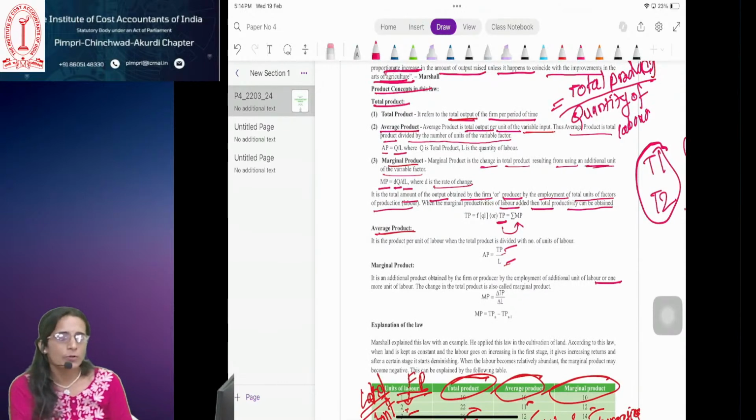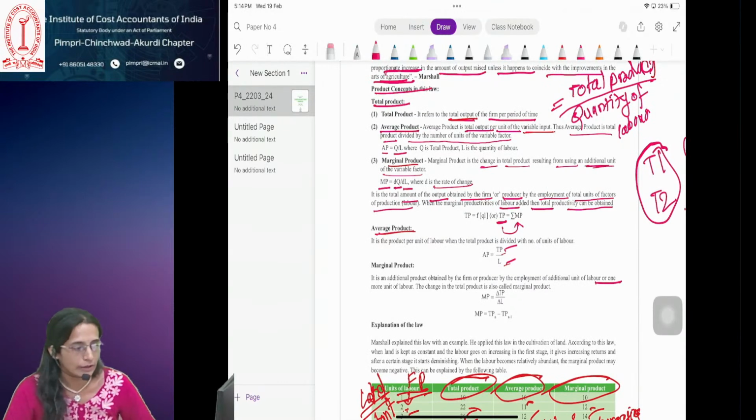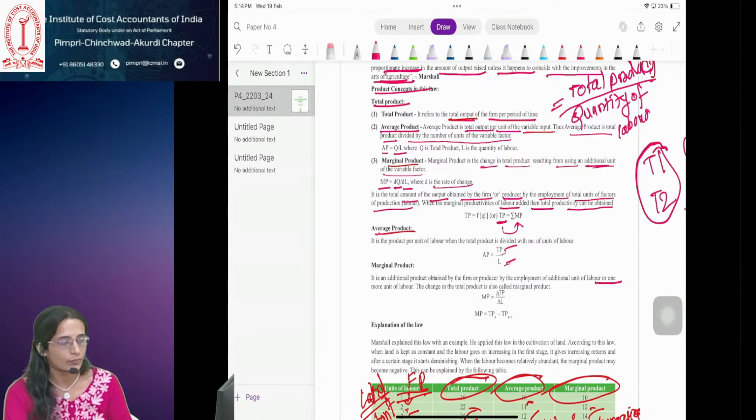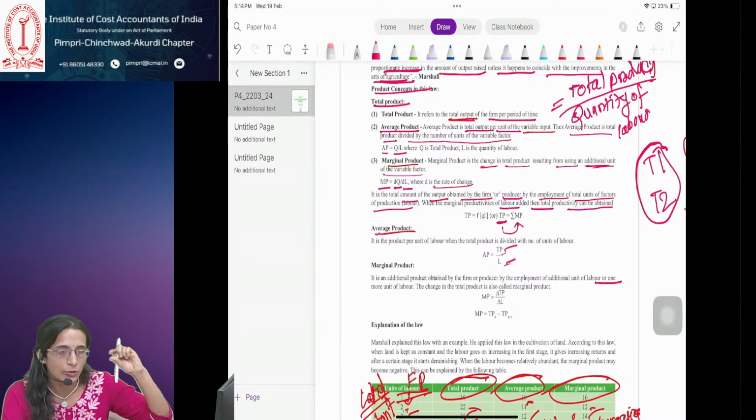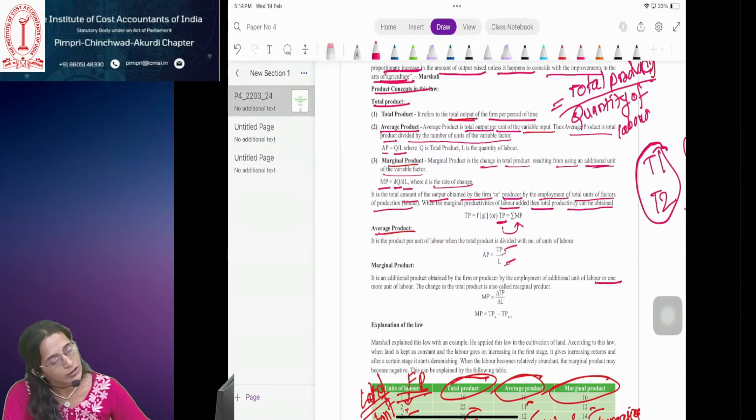And what will be total product? Another formula for total product. We saw what total utility is: the sum of marginal utilities. Recall? Every marginal utility we add up, we get total utility, right? So here also the total product will be the sum of marginal products. Average product, we discussed, is total product divided by the variable factor that is changing.